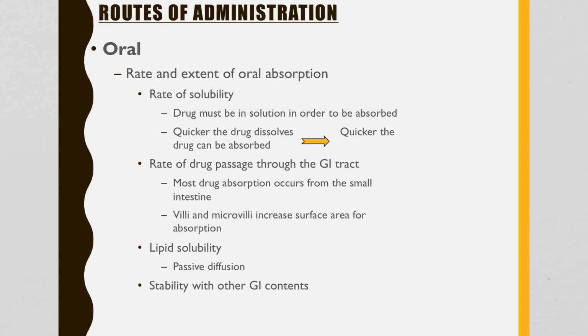Now let's talk about how we kind of make oral administration very effective. So when someone takes something orally, the thing that you want to think about is the rate at which it's going to be absorbed and the extent at which it's going to be absorbed. And there are certain things that can impact that. First of all, the solubility of the drug, right?